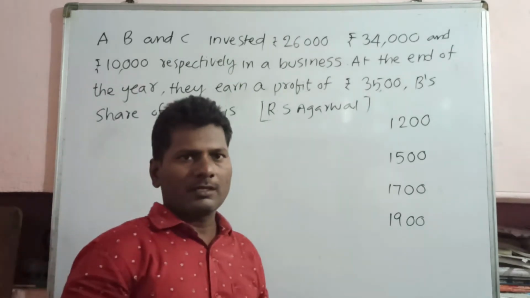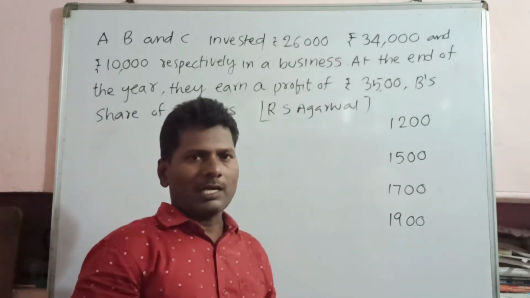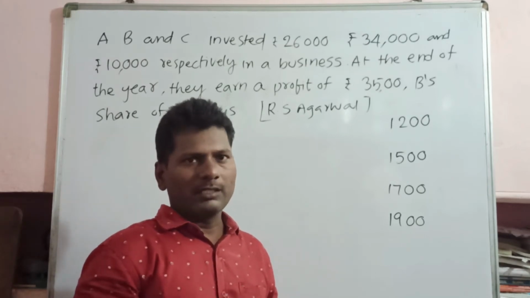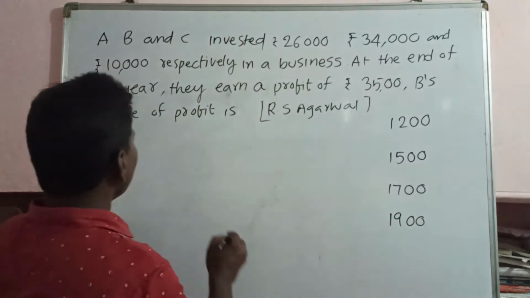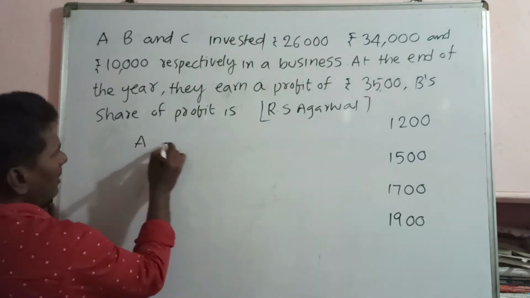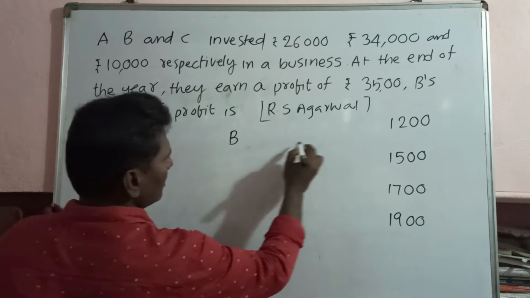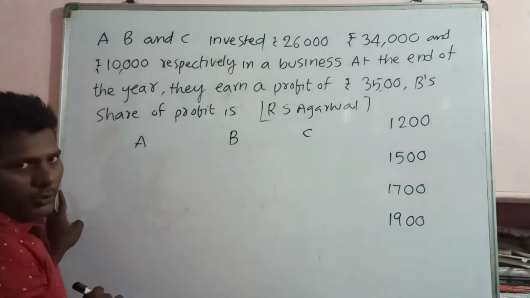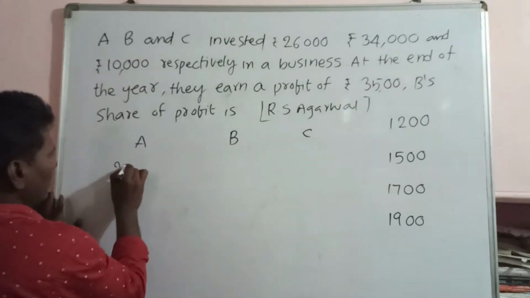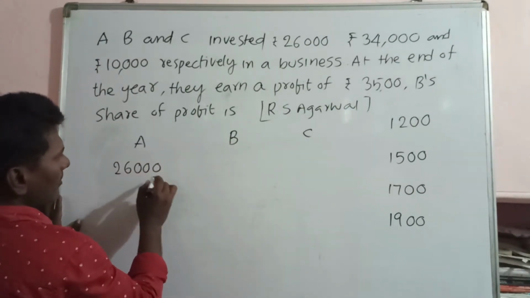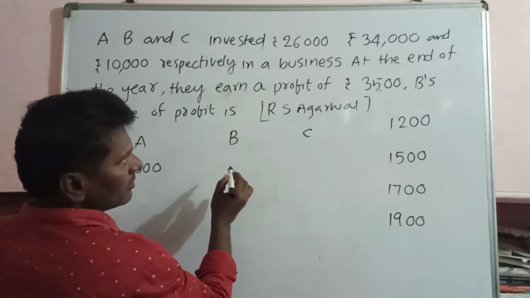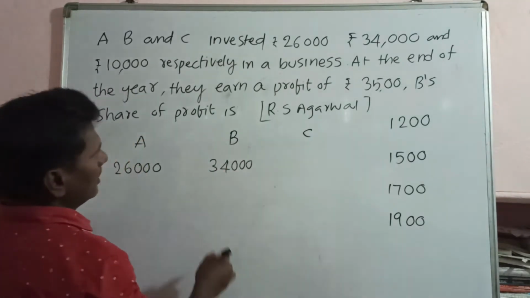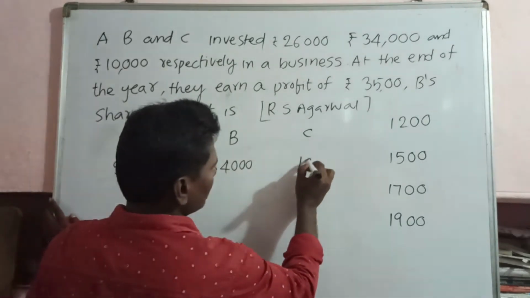Here, investments and their time periods are important. First we have to write investments. Here A, here B's investment, here C's investment. A invested 26,000. So I am writing 26,000. B's investment is 34,000. C's investment is 10,000.